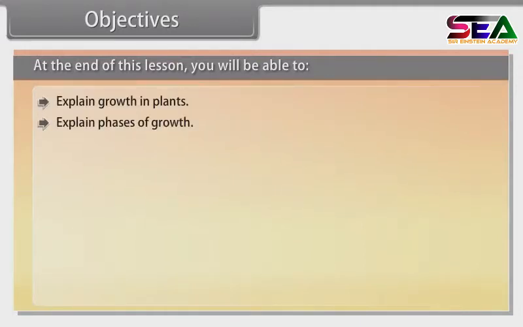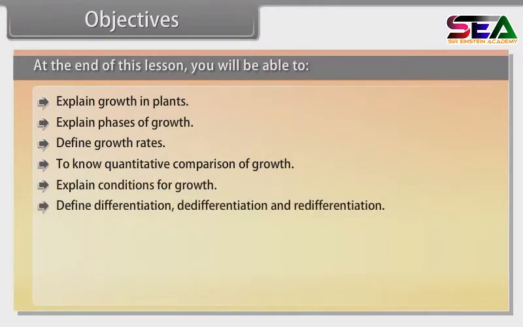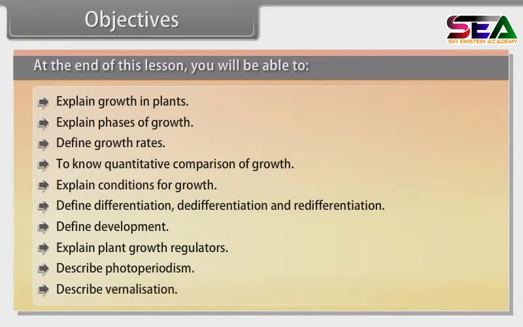Objectives. At the end of this lesson, you will be able to explain growth in plants, explain phases of growth, define growth rates, know quantitative comparison of growth, explain conditions for growth, define differentiation, dedifferentiation, and redifferentiation. Define development, explain plant growth regulators, describe photoperiodism, describe vernalisation.